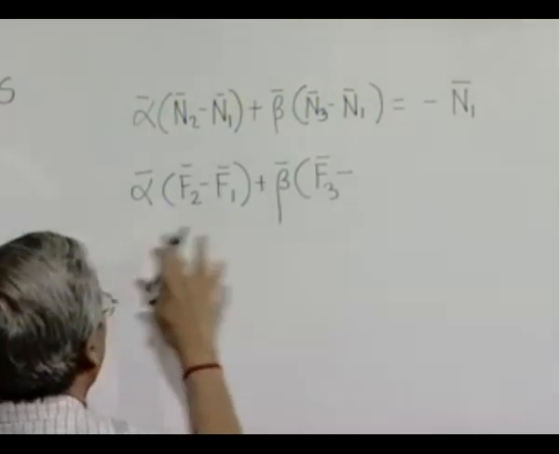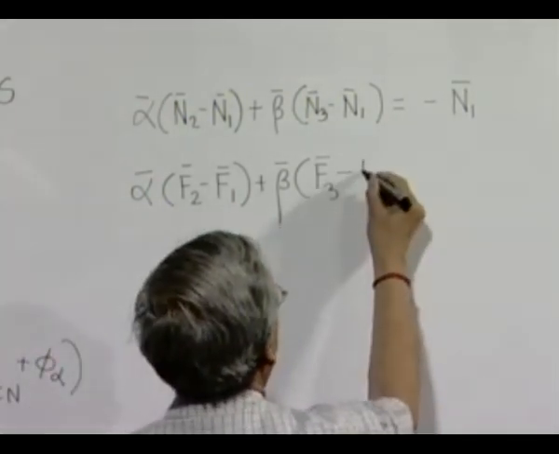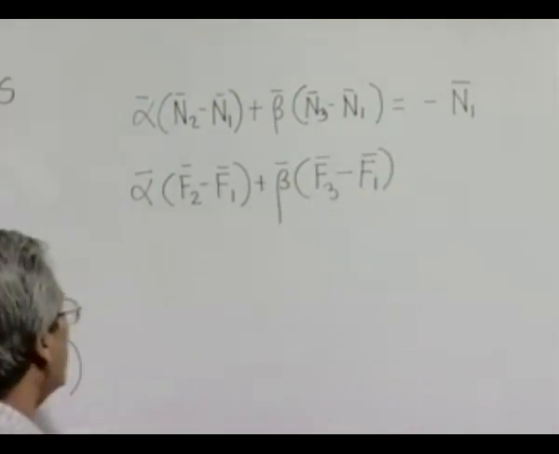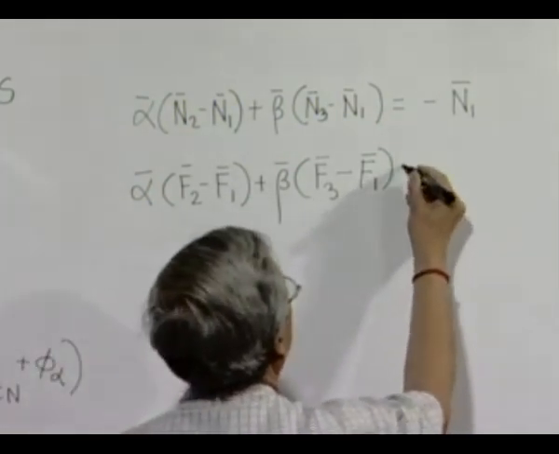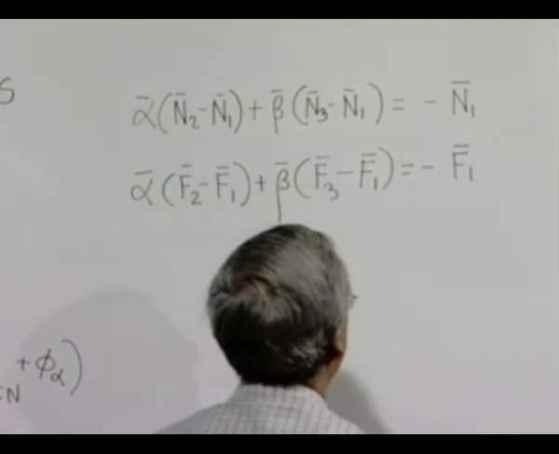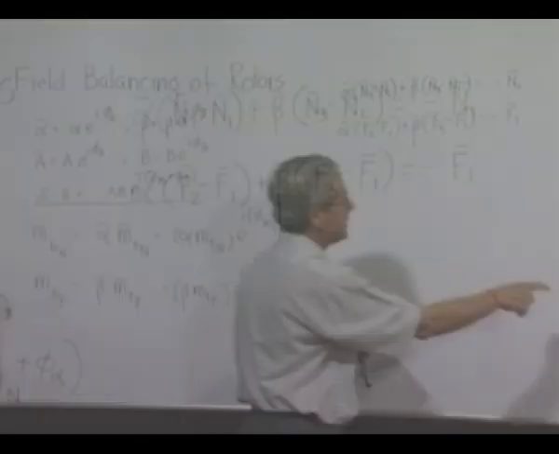So, effect of alpha MTN at the far end will be alpha into this. Effect of MTF at the far end is this. So, effect of beta MTF, that is MBF, will be this, and this has to be minus F1. So, we get now N2 minus N1, N3 minus N1, all these things can be graphically found out.